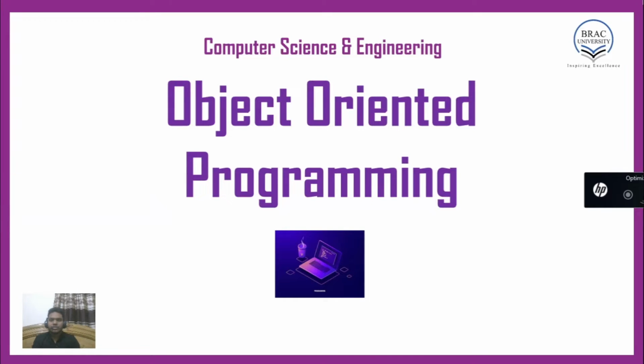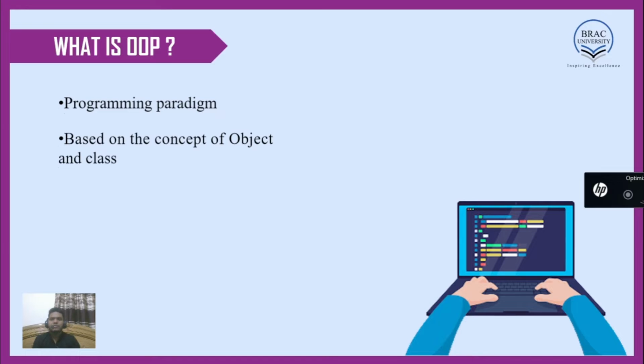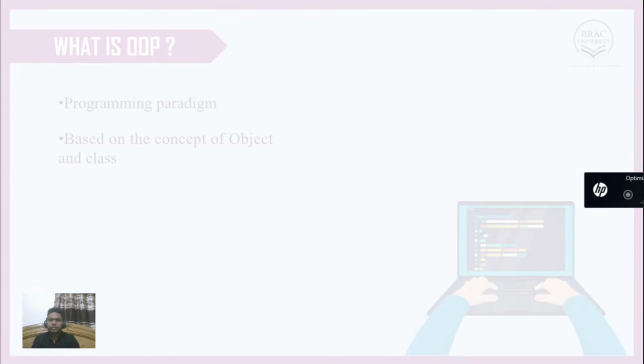In this video tutorial, we will talk about object-oriented programming. So, what is object-oriented programming? It is basically a programming paradigm which is based on the concept of objects and classes. This is basically the textbook definition. We will talk about it briefly.